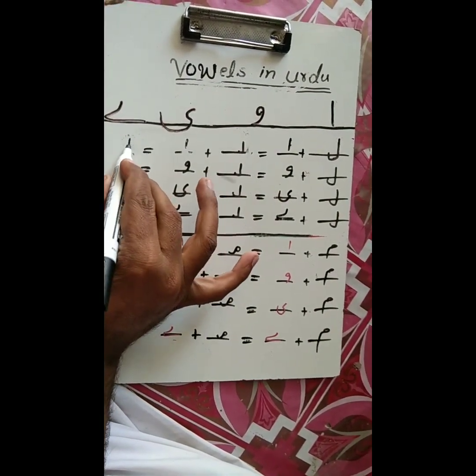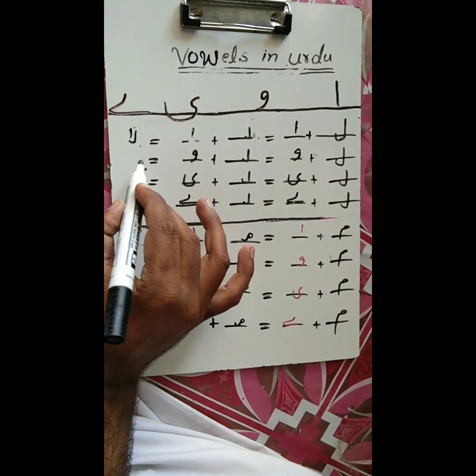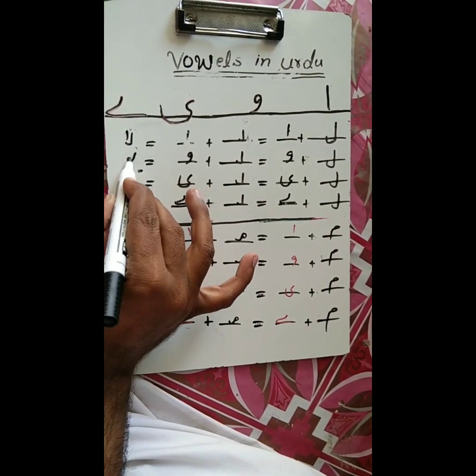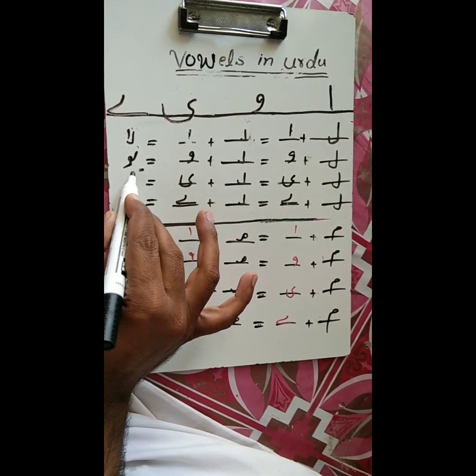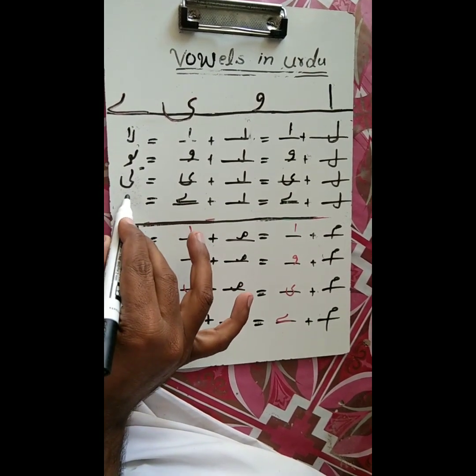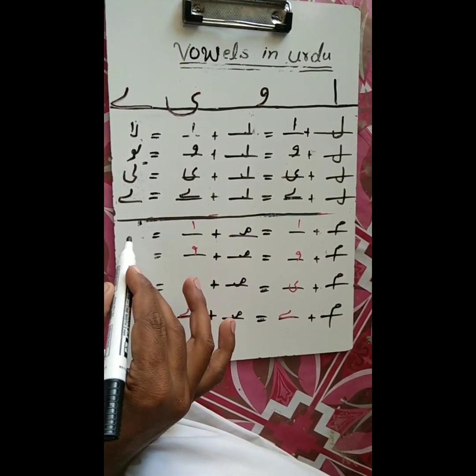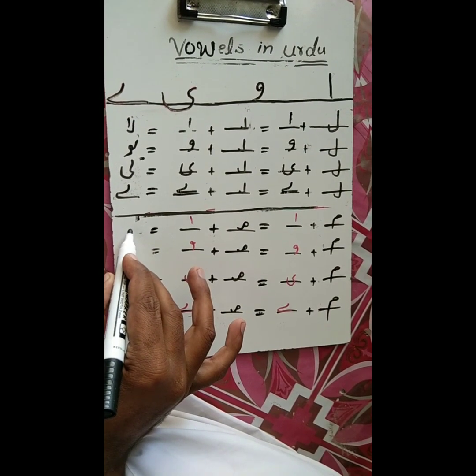When we combine with alif, we get lam alif, la. When combined with wa, we get lam wa, lo. With choti a, we get lam choti a, li. With badi a, we get lam badi a, li. Second word is mim.